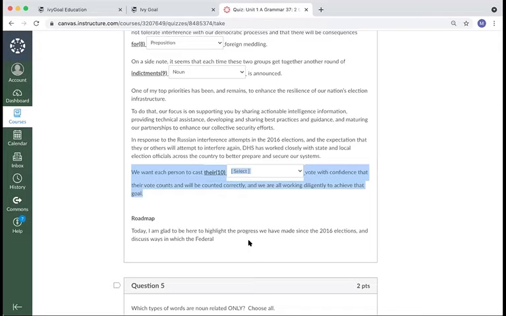We want each person to cast their vote with confidence. Okay, you can pause there. We want each person to cast their vote with confidence.